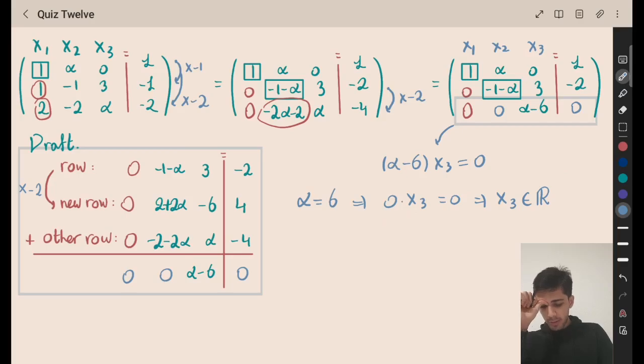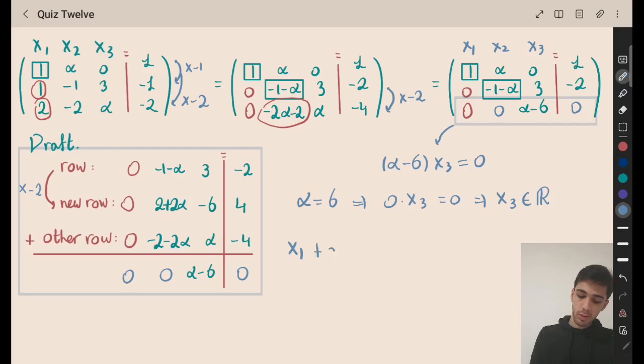But does this help us? Does this help us find no solution whatsoever? This is a good question to ask. Well, let's try to plug in the minus 6 and see. We'll get x1 plus 6x2 is equal to 1. I'm reading off the first equation and plugging in alpha.